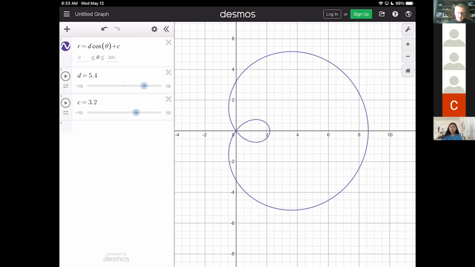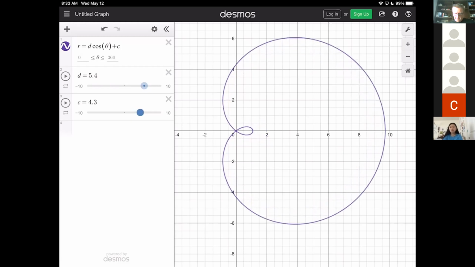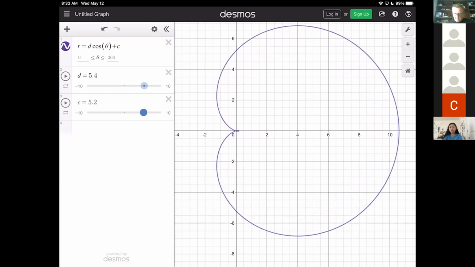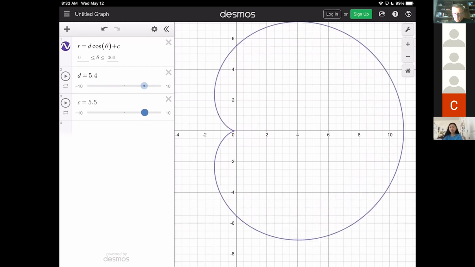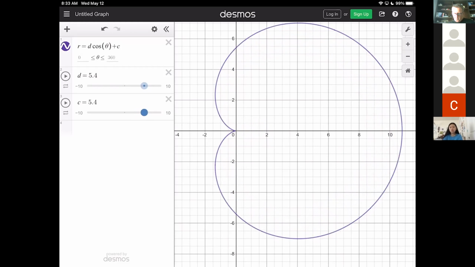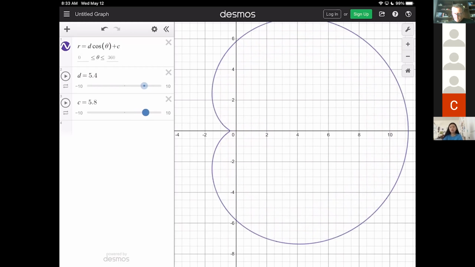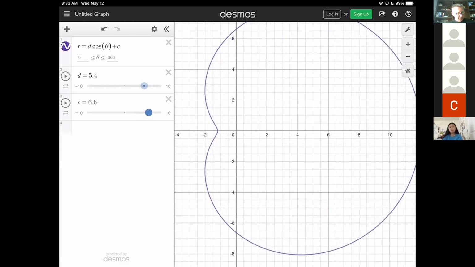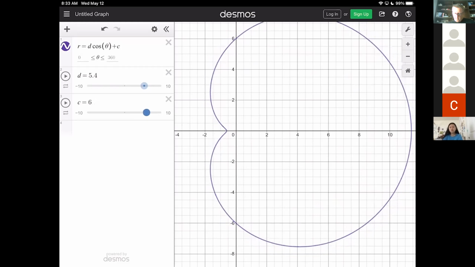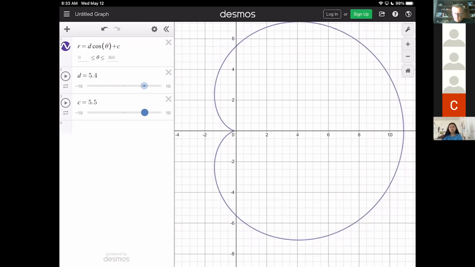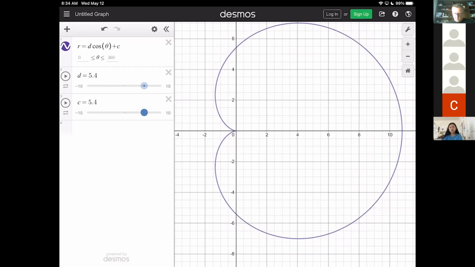And you may notice that if these are the same, 5.4, you see how when that became 5.4, they're identical. Do you see how that little loop-de-loop went away? And anything past that. So it actually comes to a point, an exact point, if they're perfectly equal. So technically that's a cardioid. And so maybe that's because it looks like a heart. Not sure. It's kind of like a heart. It's a heart on the left side. It just doesn't come to a point on the right side.